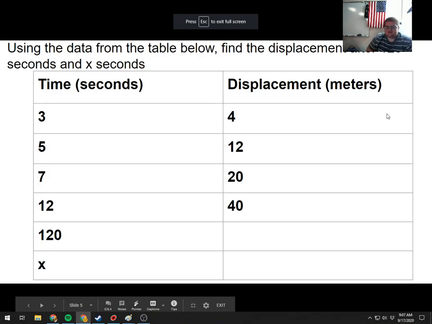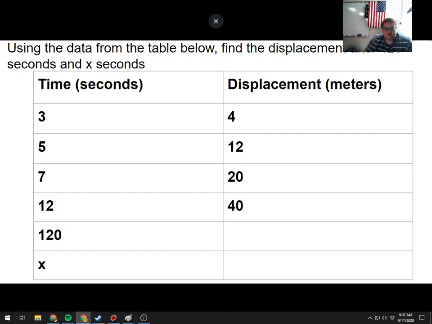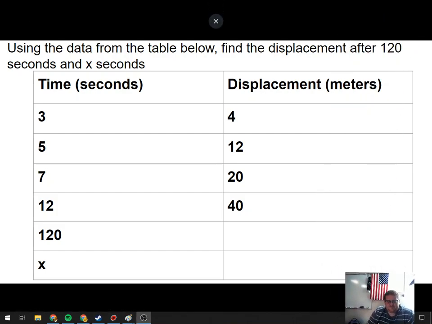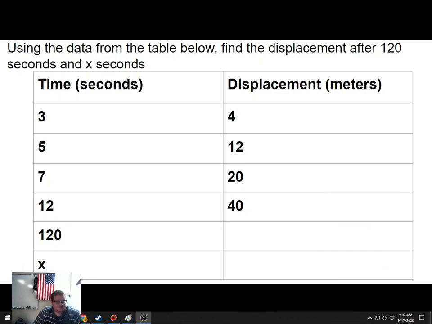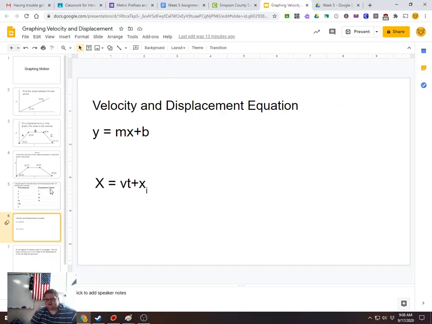But we can also figure out something else from this. Let's say, for example, I know my head's in the way. Let me see if I can move it. There we go. I'll be down here. Using the data from the table below, find the displacement after 120 seconds and X seconds. All right, so this is just some displacement and time data.